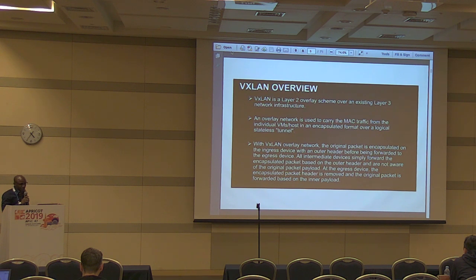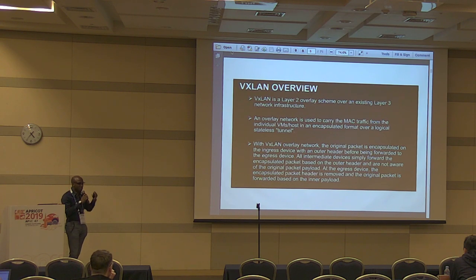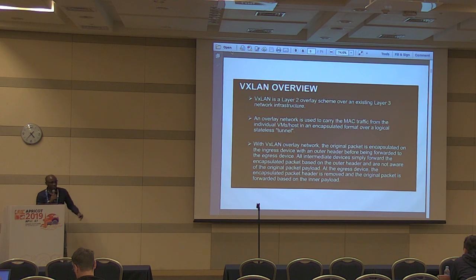So with Vxlan, being an overlay network, the original packet is actually encapsulated on the Ingress device. And every device along the path is oblivious to what is actually happening. They just route the packet normally as they would route any L3 packets. When the packet gets to the egress device, it does the decapsulation, which now reveals the original payload, which then gets forwarded natively.